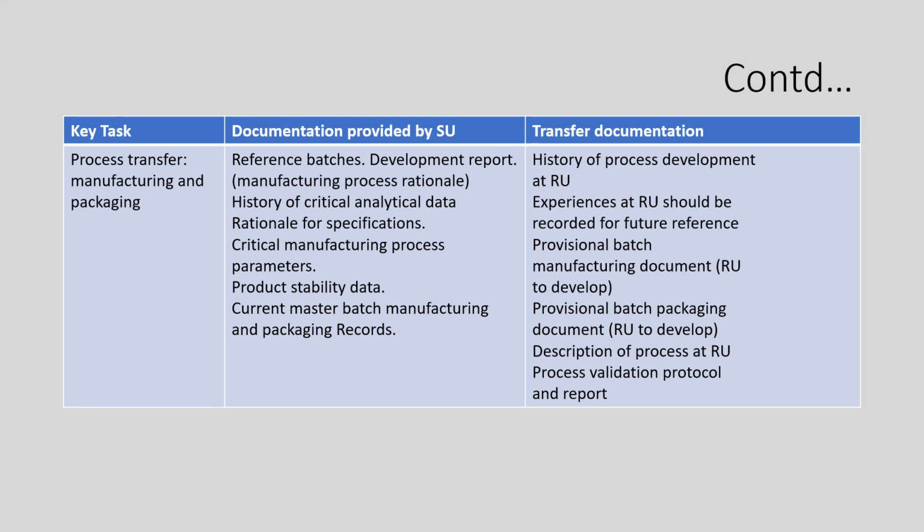The transfer documentation should contain the history of process development at RU. Experiences at RU should be recorded for future reference. Provisional batch manufacturing document and provisional batch packaging record. These two have to be developed by the receiving unit. Description of process at receiving unit, process validation protocol, and reports.